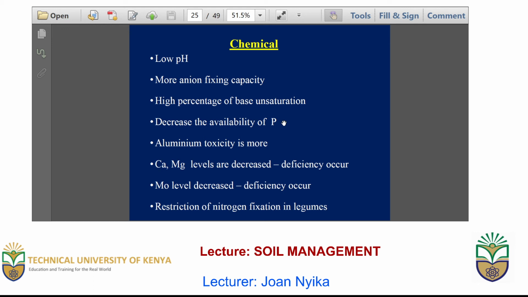There is also what we call calcium and magnesium level deficiencies. And remember, also what we call molybdenum deficiencies. These are some of the micronutrients that are required by some crops. There's also restriction of nitrogen fixation in legumes.